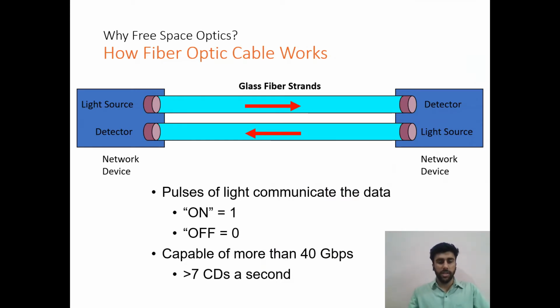So let's first understand how a fiber optic cable works. As you can see, the fiber optic cables are connected through glass fiber strands. It consists of a light source and a detector, and the pulses are passed from the light source to the detector. It can carry speeds up to 40 gigabits per second, which is really fast.